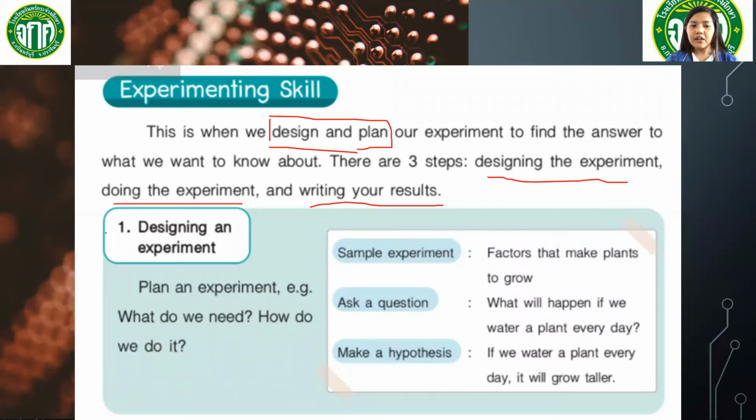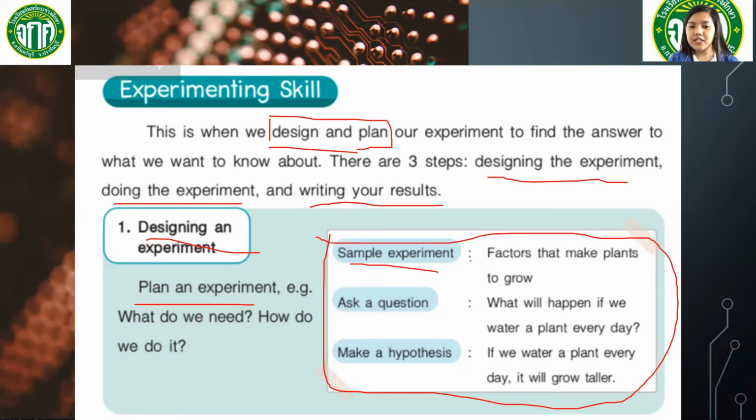So the first one is designing an experiment. So what are we going to do here? In here, we plan an experiment. Example, what do we need and how do we do it? So we have here a design. So we have a sample experiment, factors that make plants to grow.